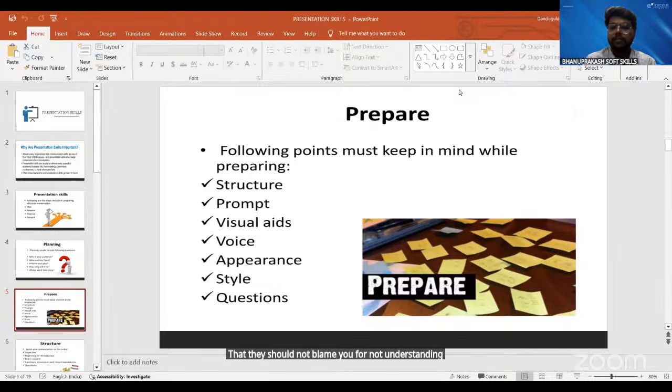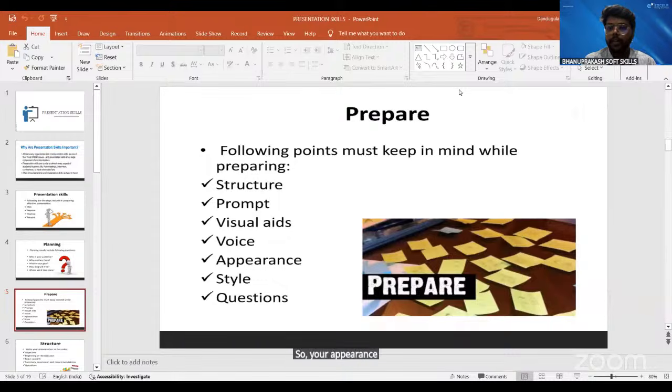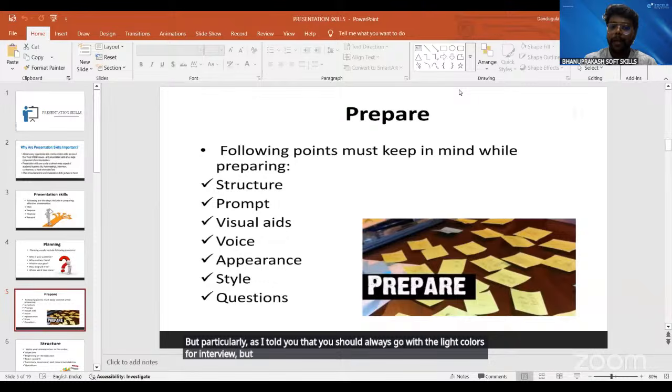And appearance, your appearance really matters, right? We already discussed a lot of points on the grooming part, like what kind of colors we need to choose for interviews, shoes, tie, everything. So your appearance is also very important. But particularly, as I told you that you should always go with light colors for an interview, this is a bit different for a presentation, where you need to do the vice versa.